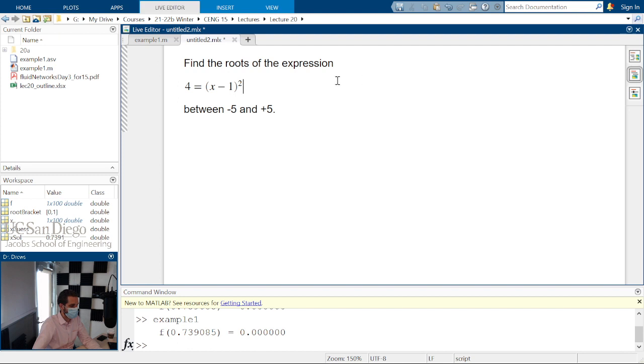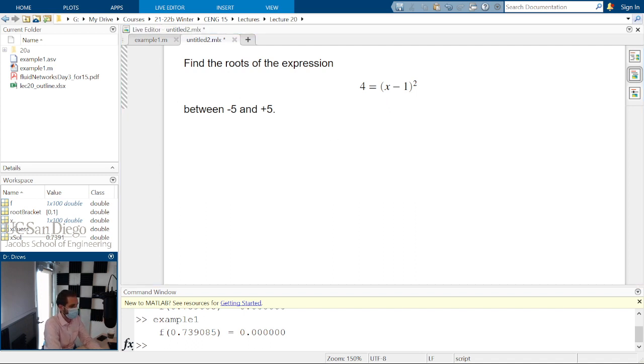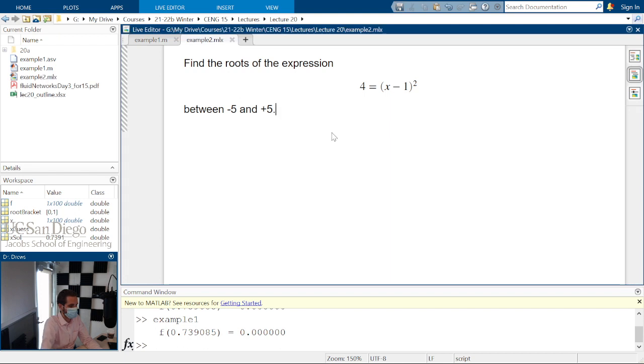And if you want to be ultra fancy, you put the math in the center like that, like you would see it in a textbook. Save this as example 2. Step 1 was write the function, identify the variable. We've already written the function. The variable is obviously x. There's only one of them.